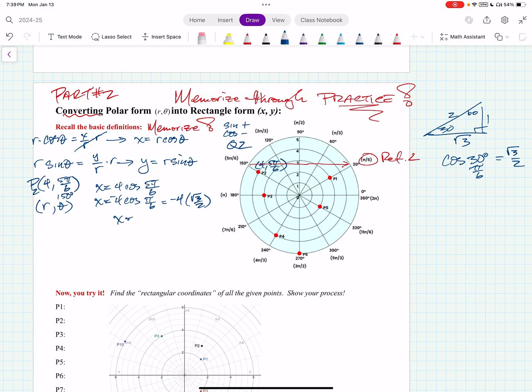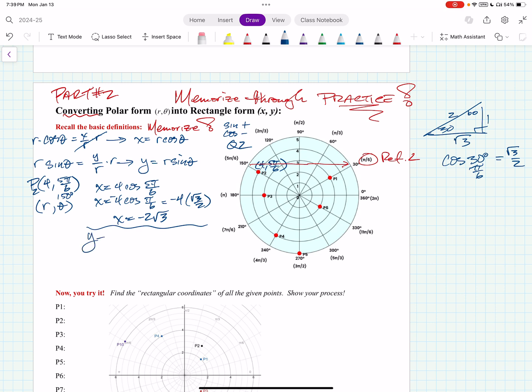And when you simplify that, negative 4 divided by 2 is negative 2, so you get negative 2 root 3. And there is your x-coordinate. So that drill that we did earlier last week, where I rewrote terms in reference angle and evaluated, guess what? We're doing it right now. That's why I taught it to you guys before.